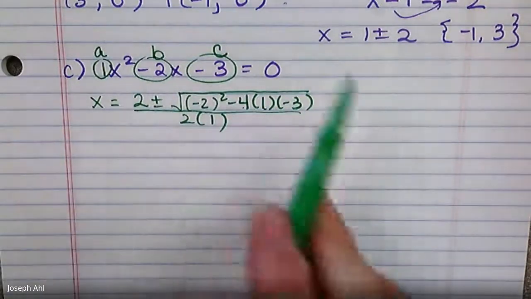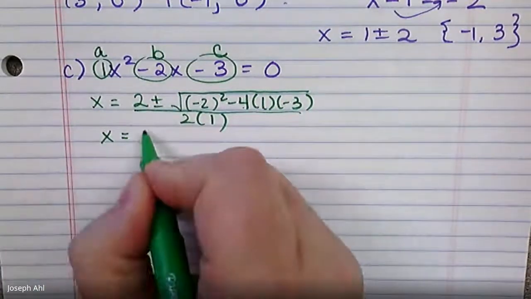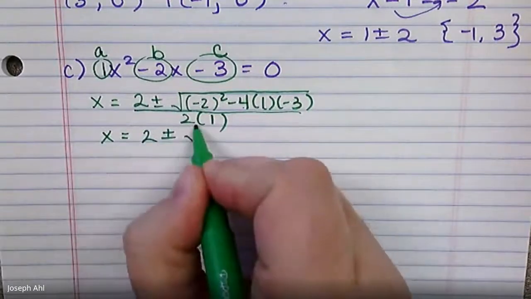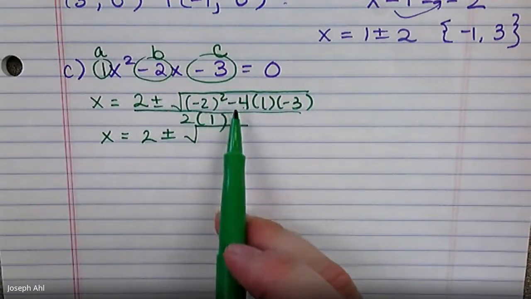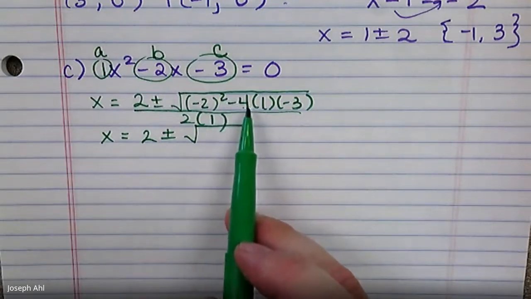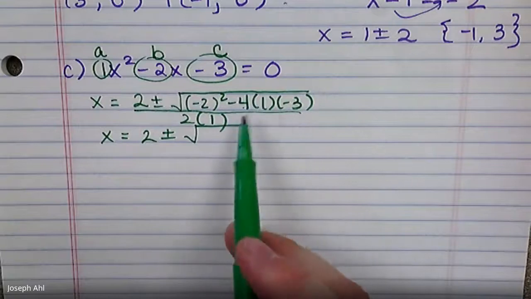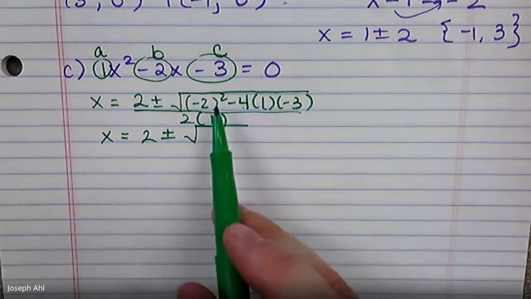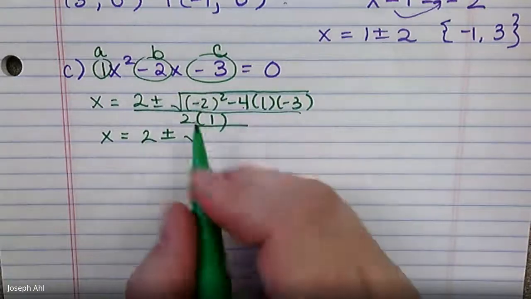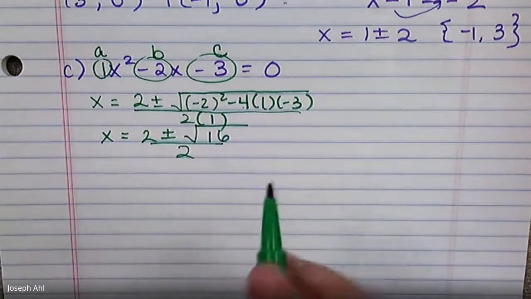So we plugged all that information in. Now we want to simplify the part that's under the radicals, the area that students tend to make the most mistakes with, if any. Negative 2 squared is 4. I like to grab the negative sign with the 4 when I multiply these three numbers together. Negative 4 times 1 times negative 3 is a positive 12. So remember 4 and then plus that 12 is 16 all over 2.